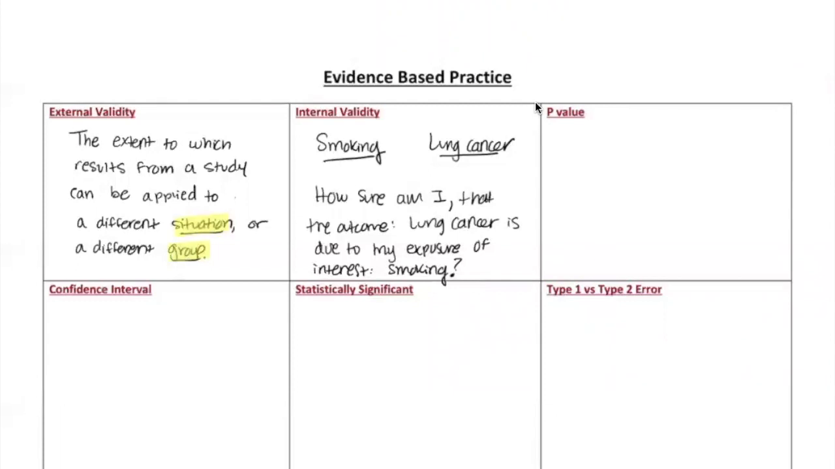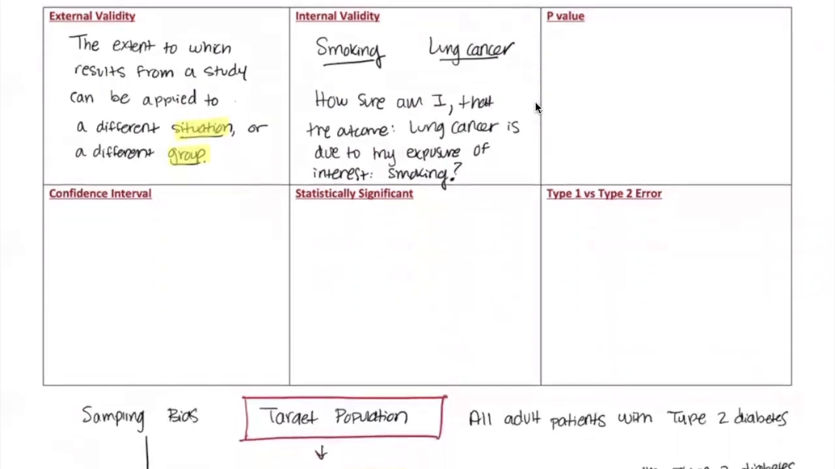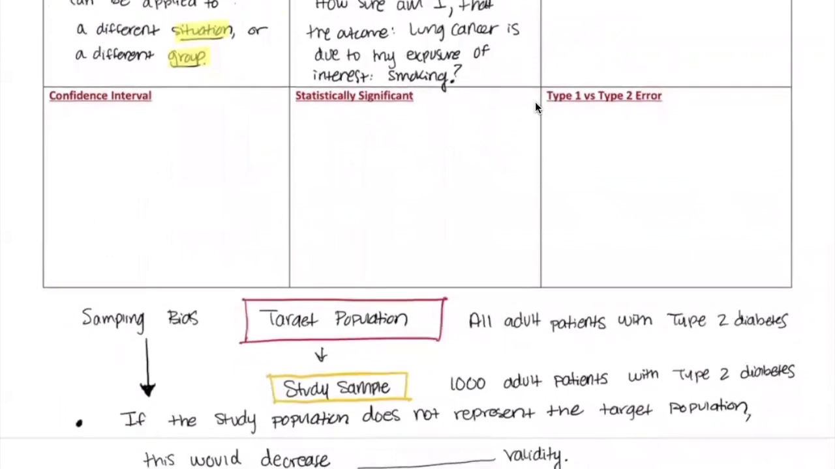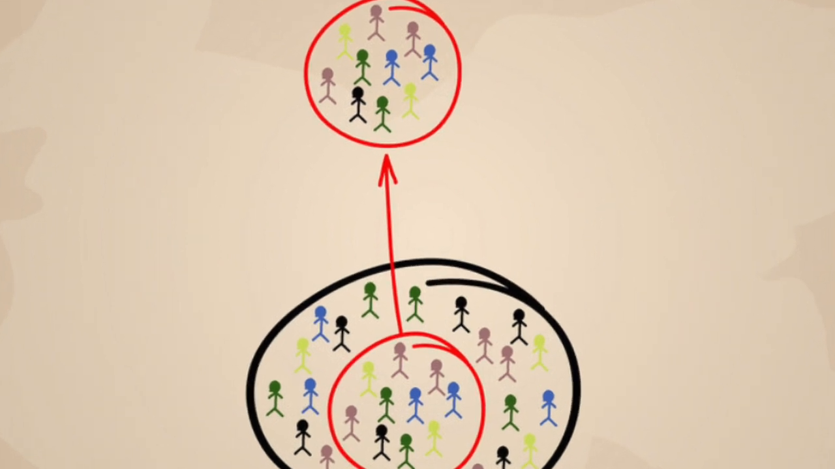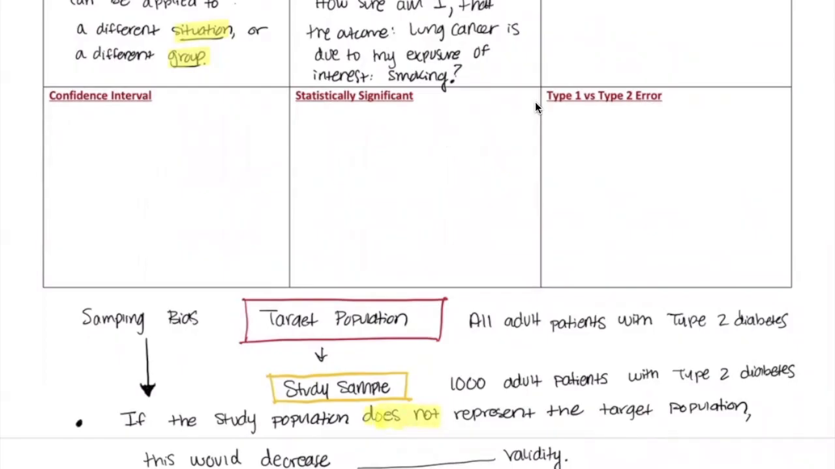So let's go ahead and see an example of a situation where there would be low external validity. There's a type of bias called sampling bias. Sampling bias is if the study population does not represent the target population. So if your study population does not represent the target population of interest, this would be a type of sampling bias. If you have sampling bias, that will decrease your external validity.